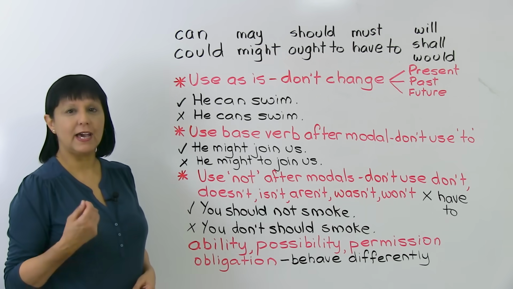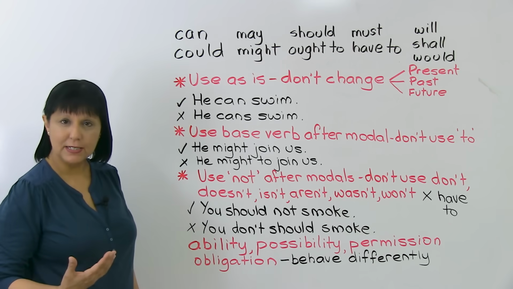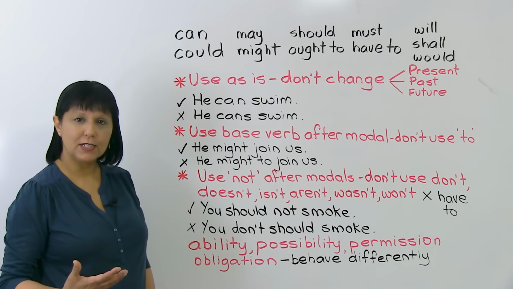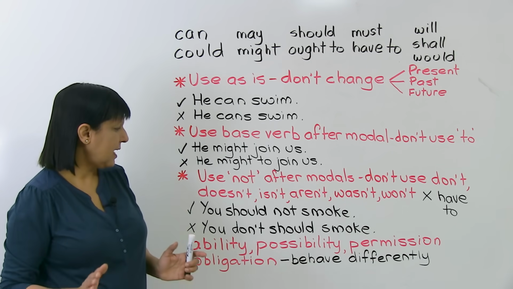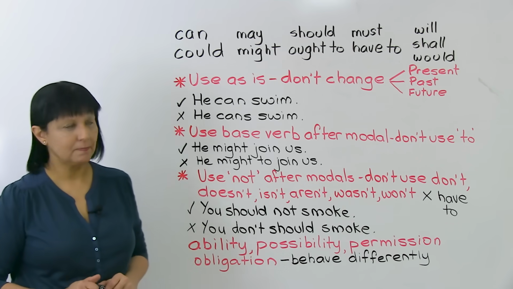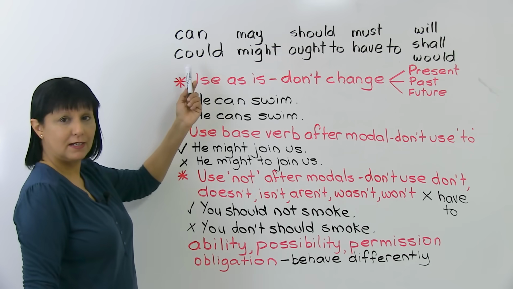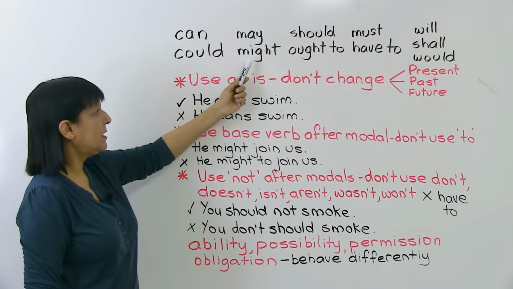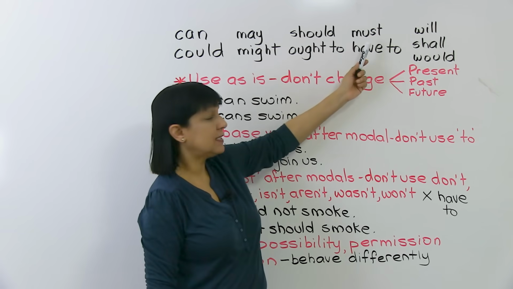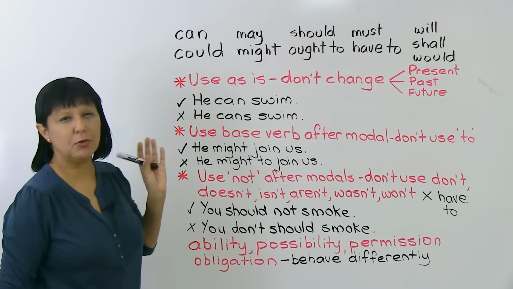So these are words that express different kinds of things. For example, they might express ability, possibility, permission, obligation, okay? And some other things like that. And they behave differently from regular verbs. And that's why they're sometimes a little bit confusing. But let's look at some examples of what modal verbs are. Can, could, may, might, should, ought to, must, have to, will, shall, and would. Okay? These are the most common ones.